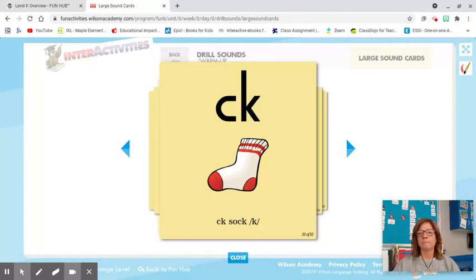So we're going to talk about when you know to use a CK instead of just a C or just a K, because C also makes the K sound and K makes the K sound. But today we're going to learn when we use CK at the end of a word instead of just a C or just a K. Okay? All right. So I'm going to switch cards here.